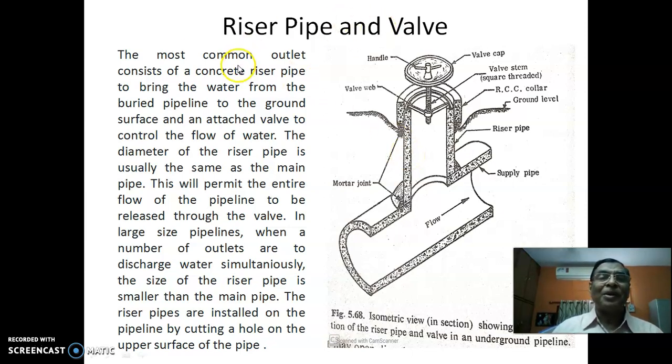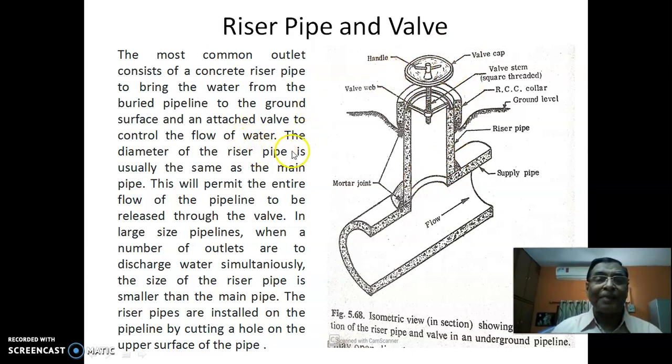The most common outlet consists of a concrete riser pipe to bring the water from the buried pipeline to the ground surface, and an attached valve to control the flow of water. So from the underground pipeline, if you want to draw the water to the field, this is the arrangement. This is the underground pipeline, for which you will fit a riser pipe and then a valve. Okay, this will control the entire flow.